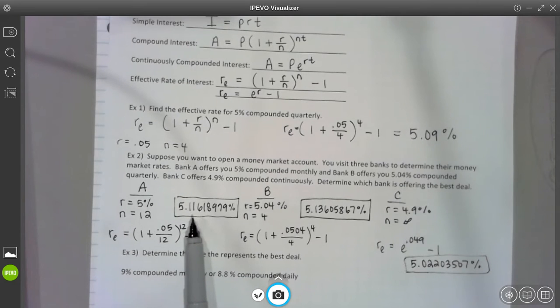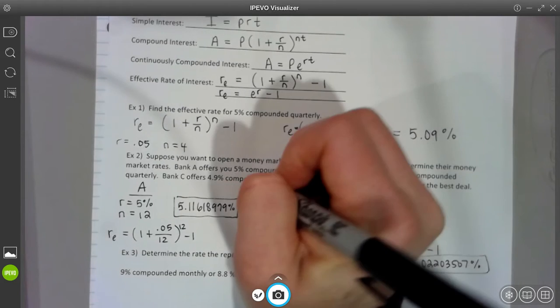In this investment, you would earn 5.12% of your money on a yearly basis. So the best scenario to go with to earn the most money at the end of this term is Bank B. You want to choose Bank B.